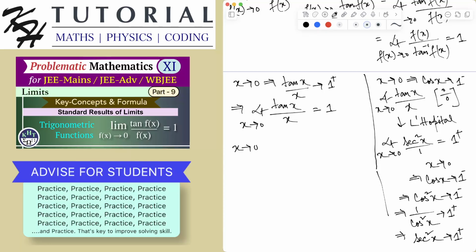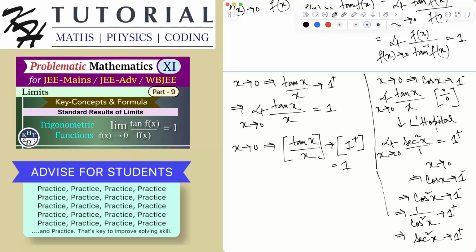This is important because when x tending to 0, this implies box of tan x by x will tend to box of 1 positive. Now box of 1 positive is equal to, not tending to, but equal to 1. Okay.